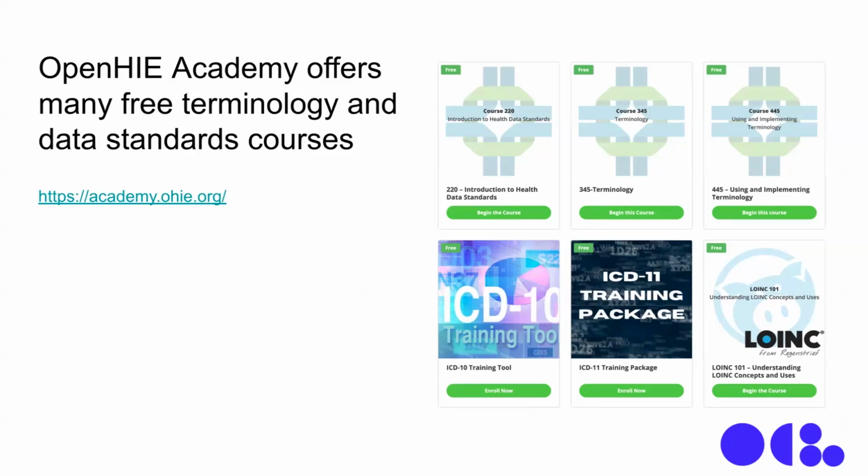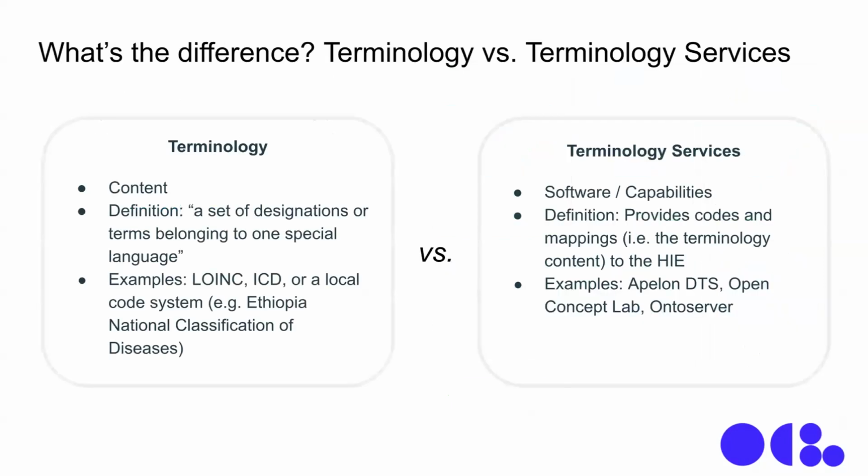And so it's an excellent resource. There's a lot of other courses available on OpenHIE Academy as well, but this is where I would start. So today what I want to do though is let's assume we have some baseline of terminology here, and we want to talk about how do we actually use it? How do we create value in our implementations by leveraging terminology?